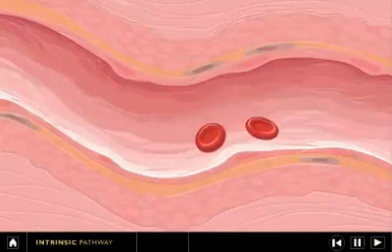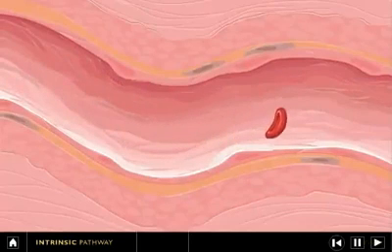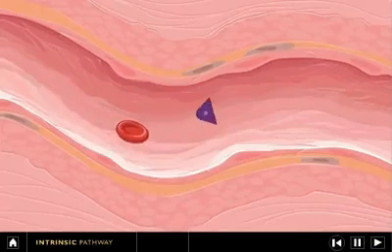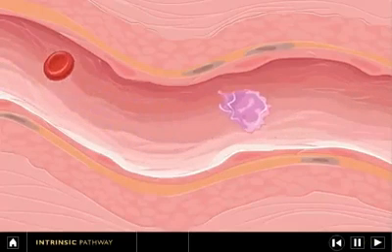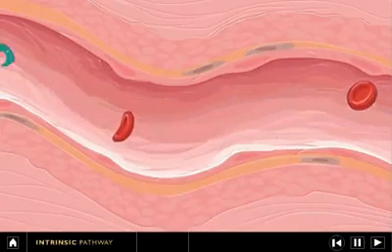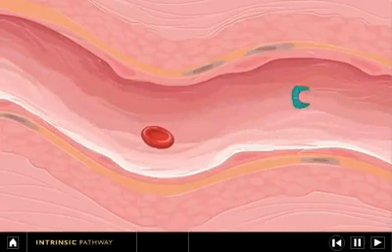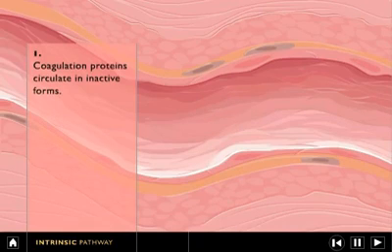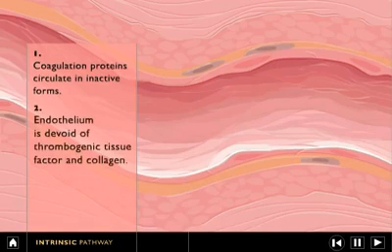In its basal state, blood remains liquid, despite the presence of a vast excess of coagulation proteins and platelets, because of a number of adaptive measures which suppress the coagulation machinery. First, each of the coagulation proteins circulates in the blood in an inactive form. Secondly, unlike the subendothelium, the endothelium, which lines blood vessels, is devoid of thrombogenic tissue factor and collagen, thereby preventing the activation of platelets and the coagulation cascade.